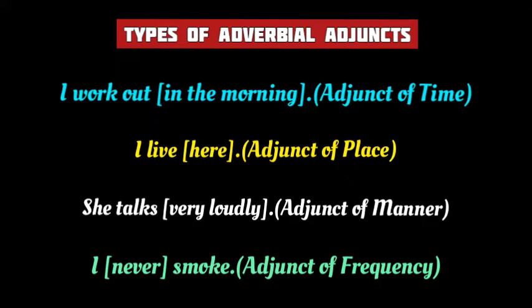In the second example, the adverbial adjunct here shows the place of the action leave, and so it's an adjunct of place. She talks very loudly. In this sentence, the adverb phrase very loudly shows the manner of the action talks, and so it is an adjunct of manner. And in the last example, I never smoke. Never is an adverbial adjunct showing the frequency of the action of smoking, hence it is an adjunct of frequency.